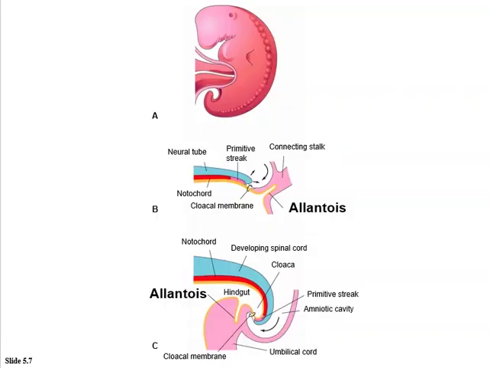In this figure is shown a section of an embryo. Here this is the cloacal membrane, this is the allantois, and this is the connecting stalk. That's before the tail fold. And here, after formation of the tail fold, this part is incorporated into the hindgut, and the cloaca and cloacal membrane are incorporated into the future anus. And here we have the allantois.